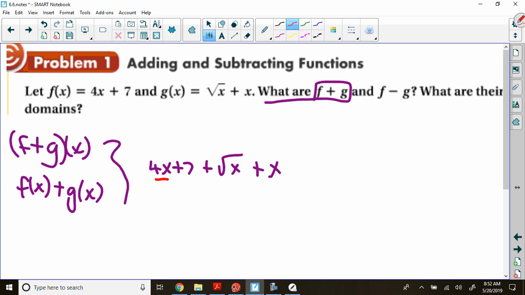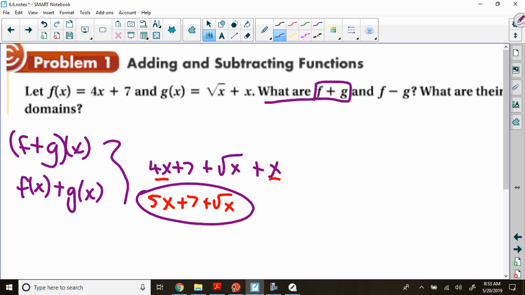Does the 4x have anything that can combine with it? The x could. So that's going to give us 5x. The 7 really doesn't have anything to combine with, so 5x plus 7, and then plus the square root of x, right? So that's our best answer for that part of it. That's not bad.